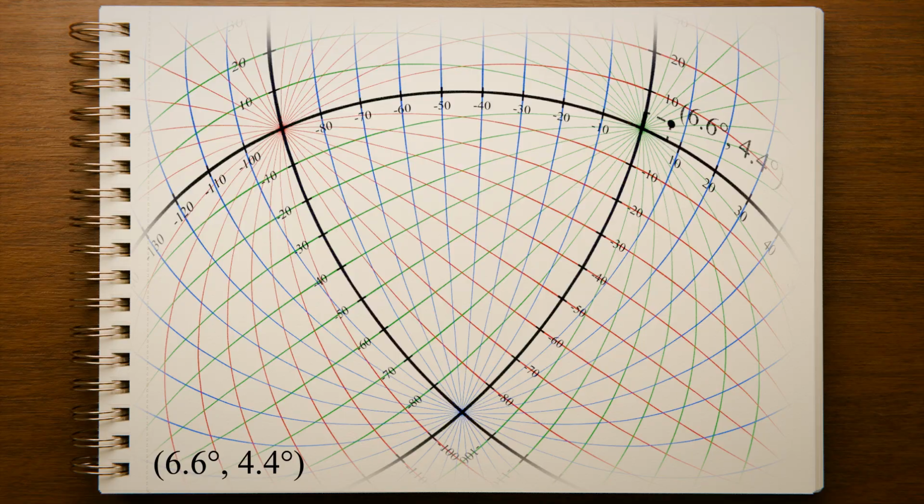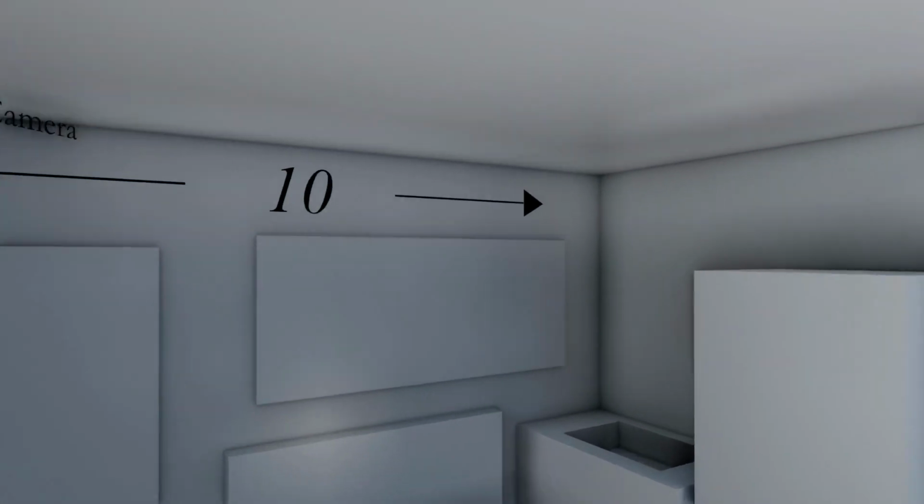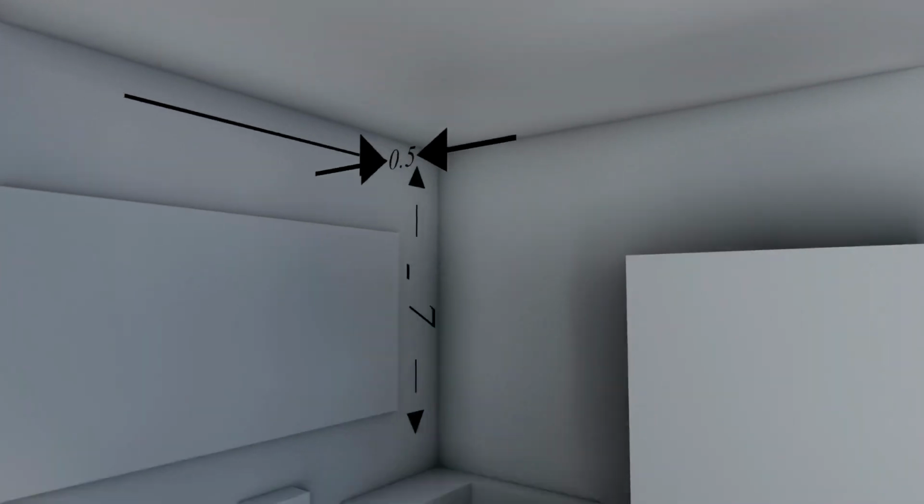This time let's use the psi axis. This point looks like it's 10 feet forward, maybe like half a foot to the right, and 7 feet below our eye level.